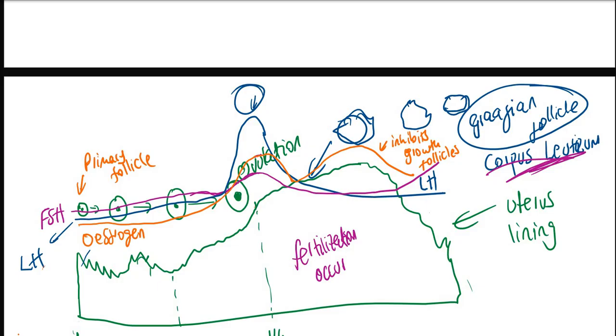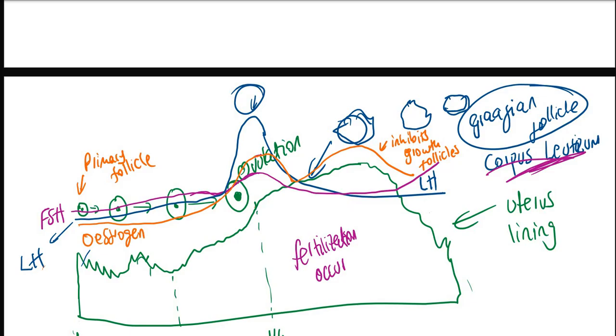But now, once the lining is ready for implantation, the estrogen levels are made to be high in the body, so that it tricks the body into thinking that we already have follicles that are developing. You understand? So that the body does not develop any other follicles. I hope you understand me.